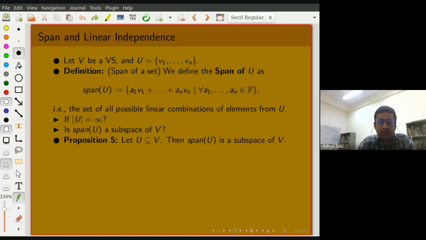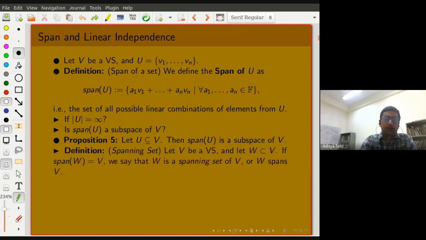Moreover, towards the end of the last class, we also proved that span of any subset U of the vector space V is going to be a subspace. Okay, so are there any doubts here? Okay, I take that for a no.